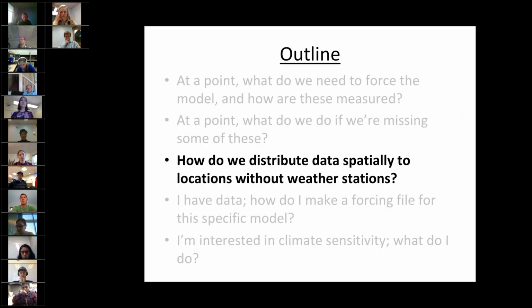Okay, all right, so now we can get all our data at a point. So what do we do if we want to move to places without weather stations? Ideas? Interpolate? Just spatially interpolate, least squares distance. What else should we think about? Factor in topography and slope and aspect. Absolutely, absolutely.